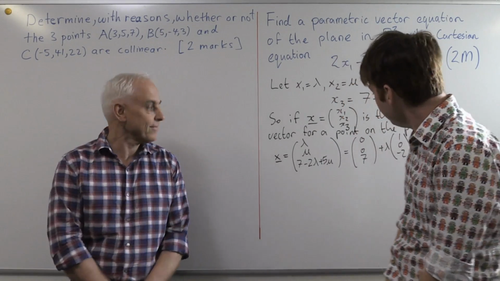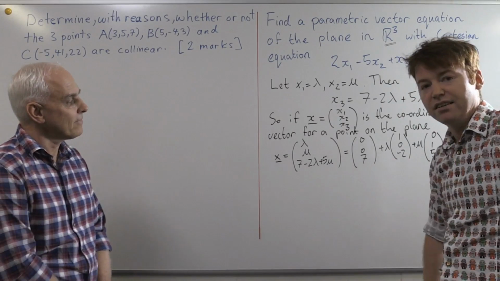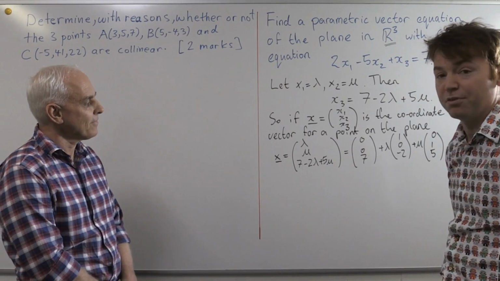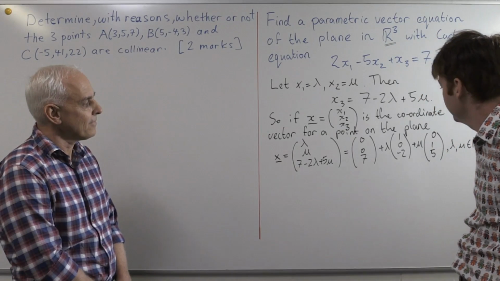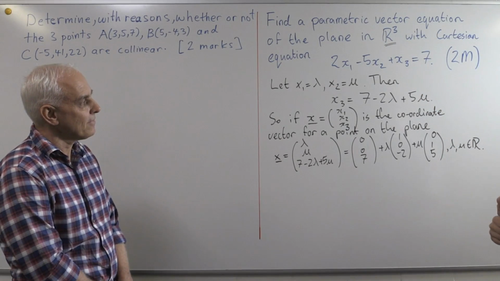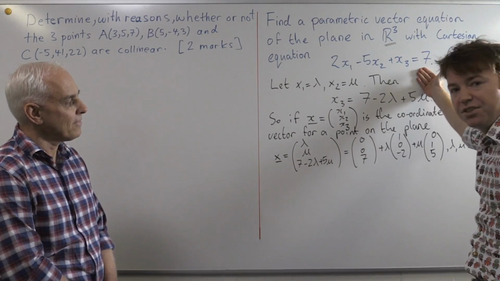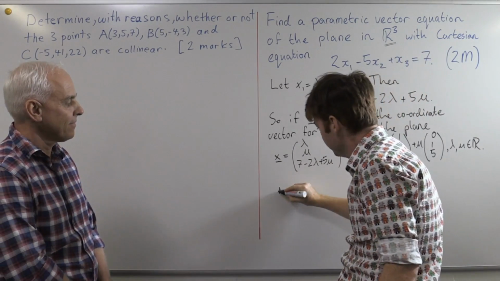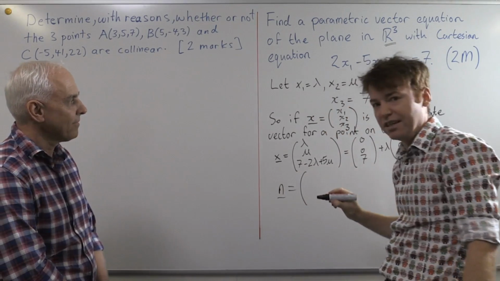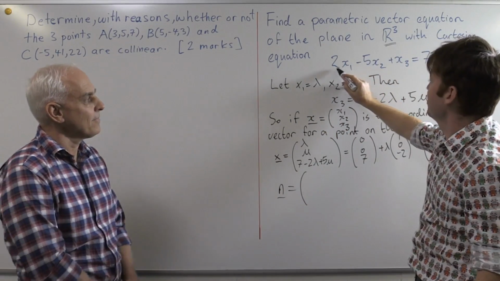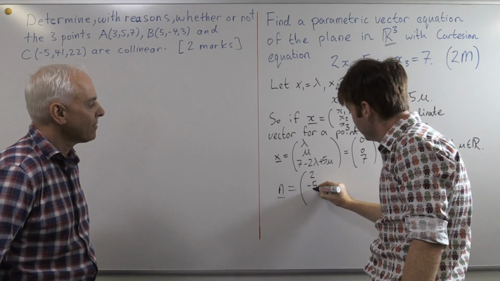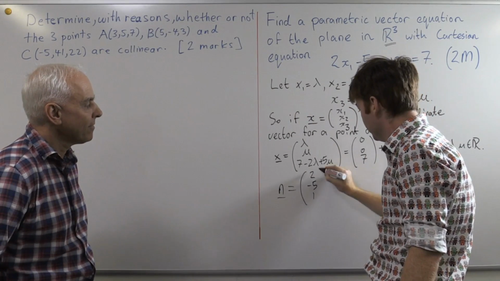So I have this as my supposed parametric vector form of a plane. How could I check it? Well, I can read off from the Cartesian equation what the normal to the plane is. The normal to the plane is very easy to find. It's just the coefficients of x1, x2, and x3. So that's 2, -5, and 1.